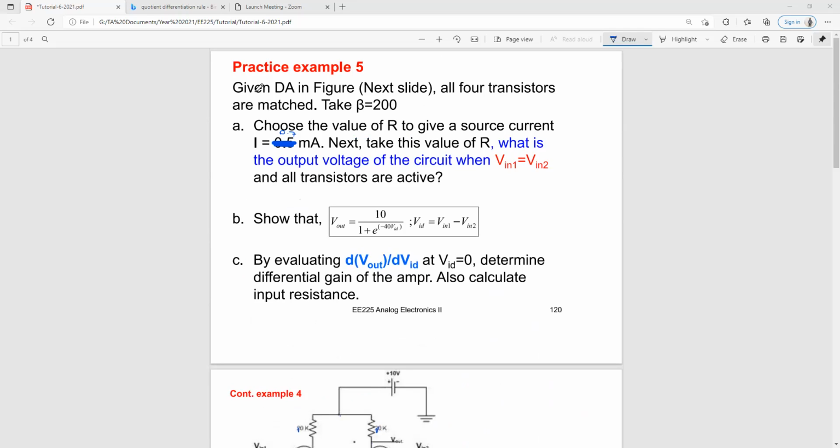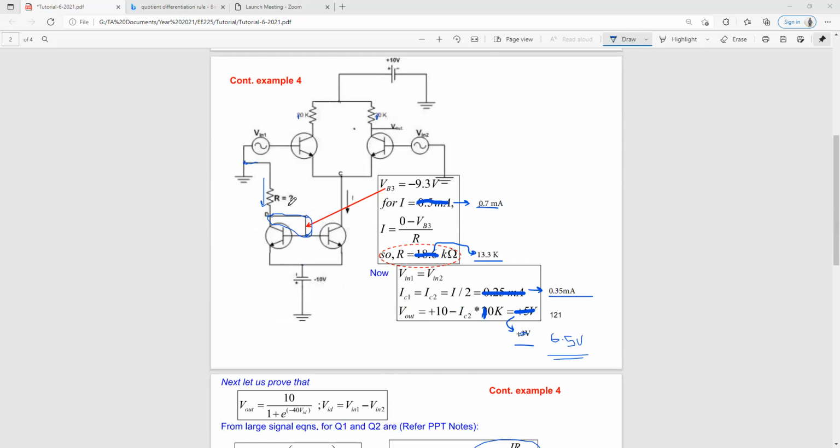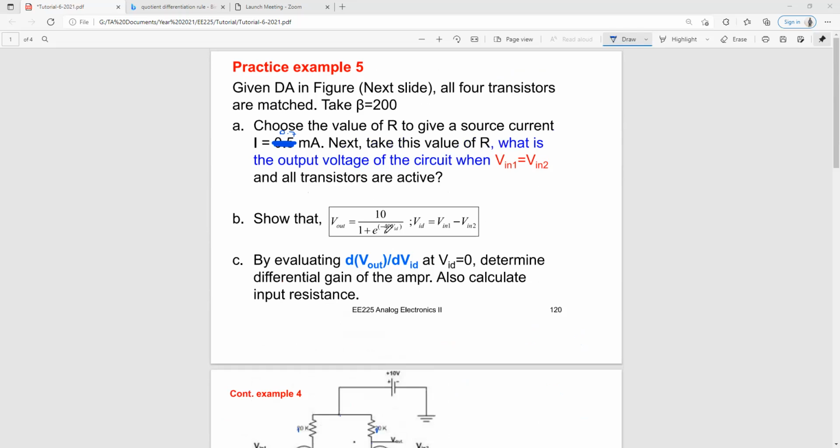So this week's tutorial is based on only one question, that is basically on the differential amplifier. So let's go over that. Given the differential amplifier in the figure, right? So this is the differential amplifier that is given in the figure, or in your tutorial, right? This is the same. All four transistors are matched.